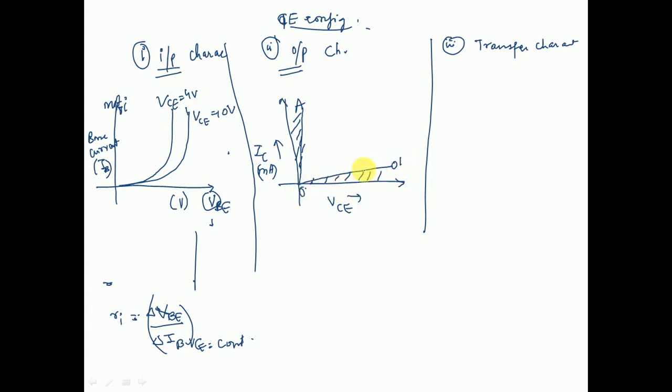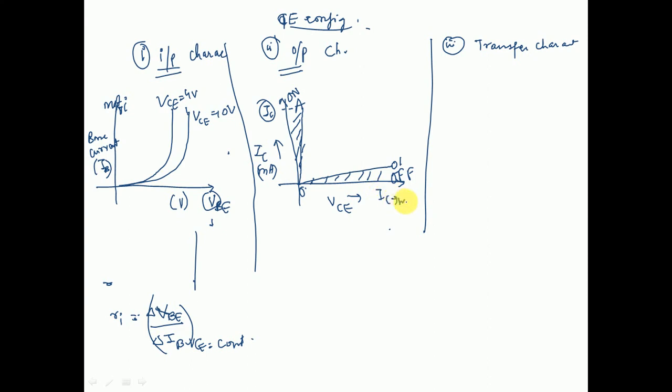O dash. The shaded region below this O dash is basically the region where the transistor can work like a switch which is placed at the off condition. In this particular region the switch will be off, and in this particular region the switch will be on, because IC is maximum in this case.